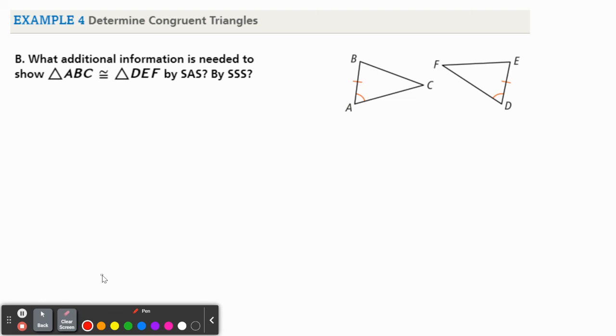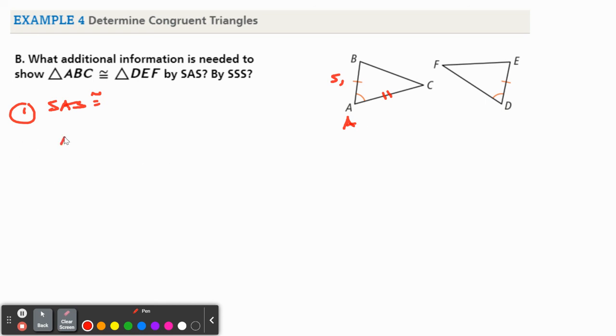All right, last but not least, what additional information is needed to show that triangle ABC is congruent to triangle DEF by side, angle, side, by side, side, side? So let's hit side, angle, side first, right? So in this picture, so side, angle, side. So number 1. Well, in this picture, you already have one side, and you already have an angle. So you just need the second pair of sides. Now, there are two to choose from. In this picture, I need AC, because that would be the other side. That angle A would be in between those two sides.